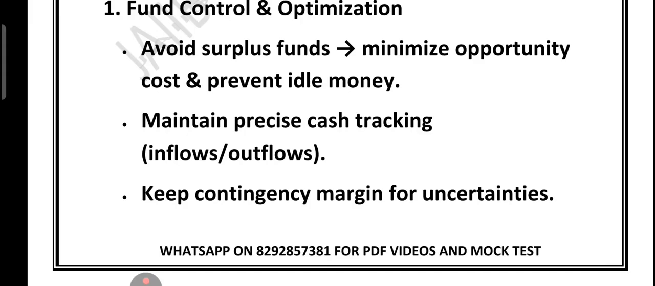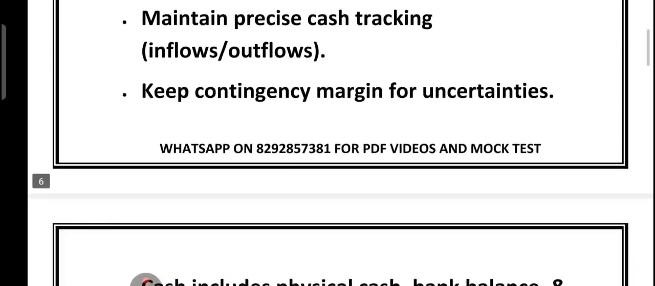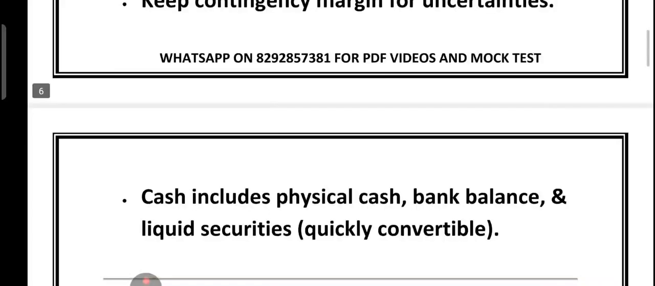So, treasurers must maintain precise cash tracking. They should always know how much money is coming in and how much money is going out. It's also important to keep a contingency margin. Yes, very, very important to maintain this contingency margin. What is contingency margin? It's a small reserve for emergencies or unexpected expense. That is called contingency margin, right?